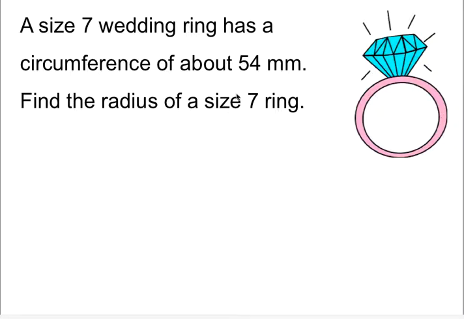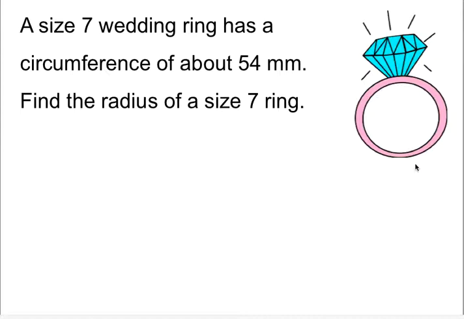And this size 7, actually the number 7 doesn't have any bearing on what we need. It's just a denomination of sizes for rings, but it doesn't correspond with anything we need. All that we need to know to find the radius is just this part right here, which is the circumference of the wedding ring.